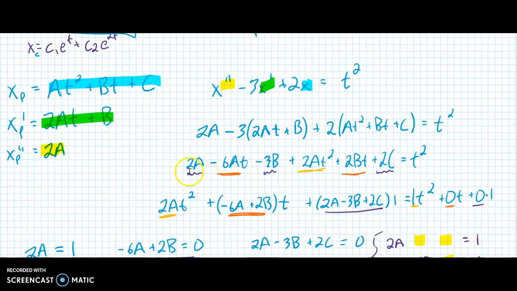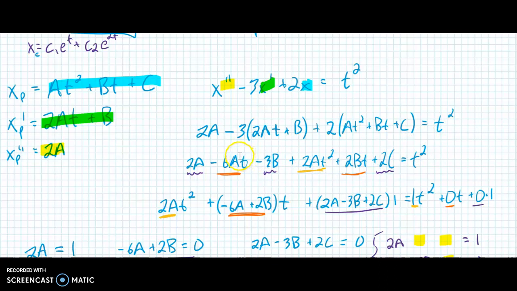And then what I want to talk about here is how I've color-coded things. If you look at this, I've got a 2a, a -3b, and a 2c. Those are all the terms that do not have a t or a t squared on them. Notice the orange terms here have t and a t. And then I've got one yellow term right here that has a t squared on it. And that accounts for everything on that left-hand side. And I know that that needs to be equal to t squared.